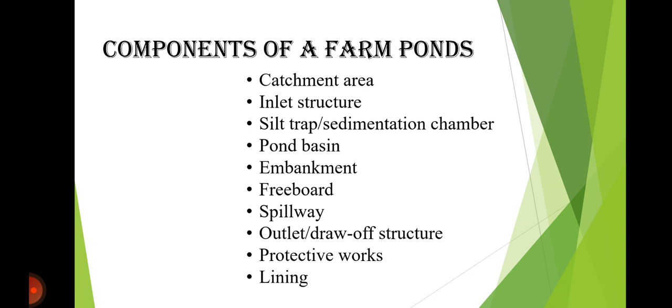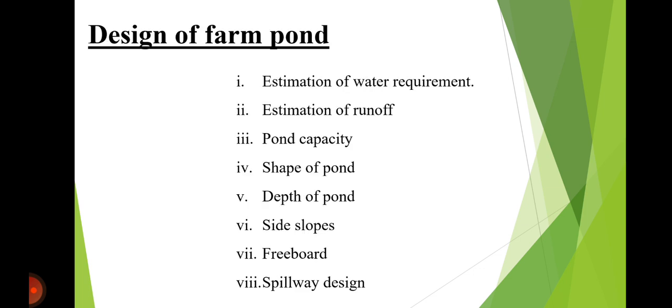So the next part is design of farm ponds. Design of farm ponds is nothing but the estimation of water requirements, estimation of runoff, estimation of the pond capacity, shape of pond, depth of pond, side slopes, freeboard, spillway designs. So there are 8 types of designs included in the farm pond.